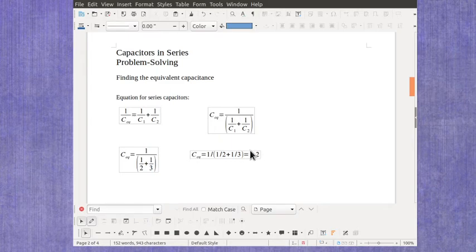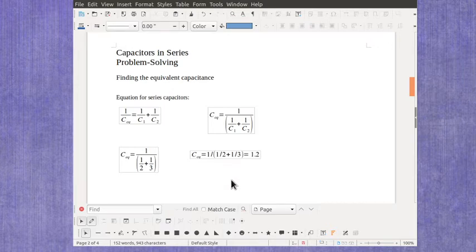And this points out something important, which is in series, when you compare or add up these capacitors in series, the equivalent capacitance will always be less than the original values. So my 1.2 is less than either 2 or 3, because it was originally 2 farads and 3 farads that I was comparing this to.